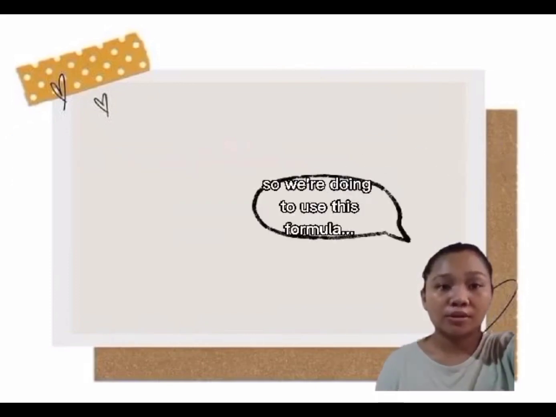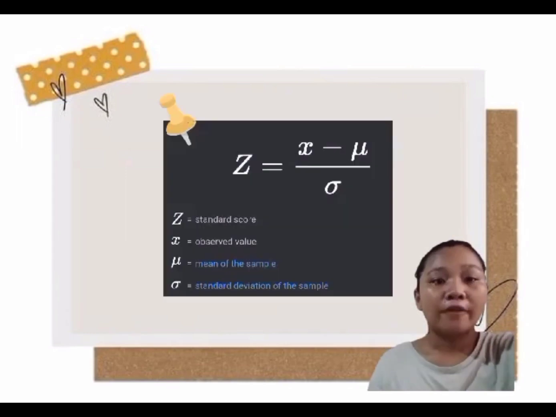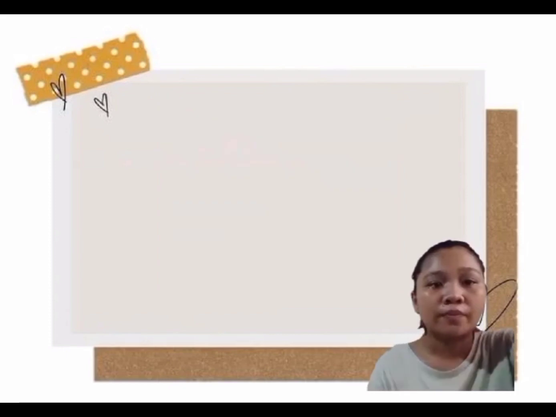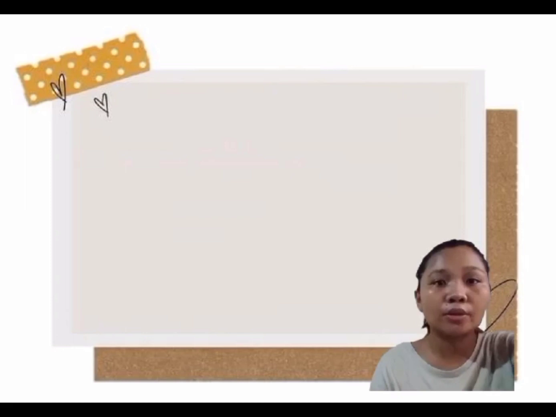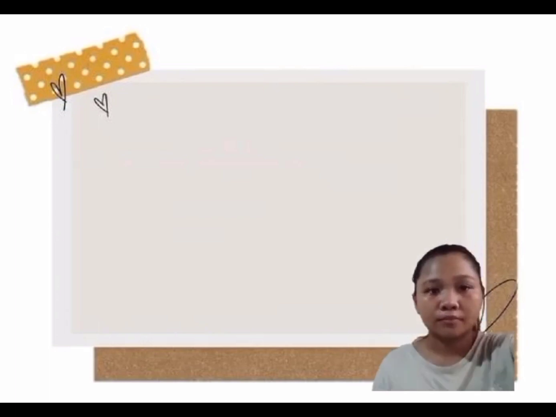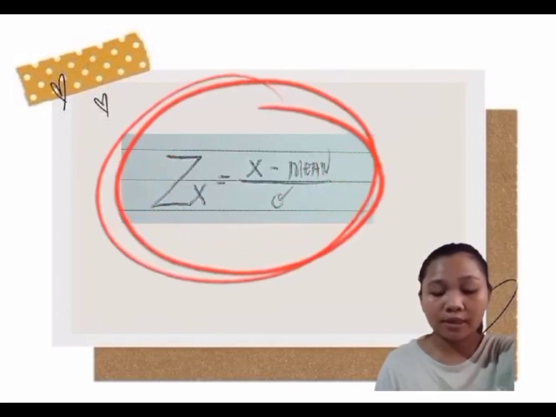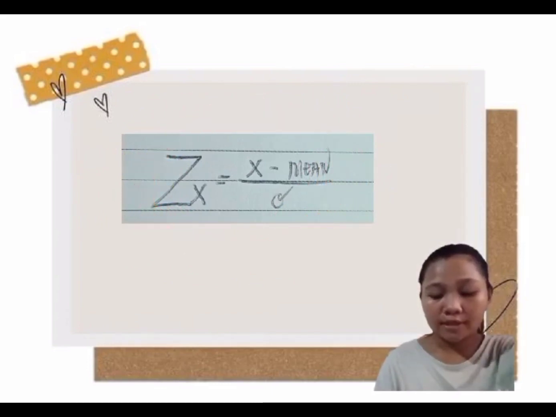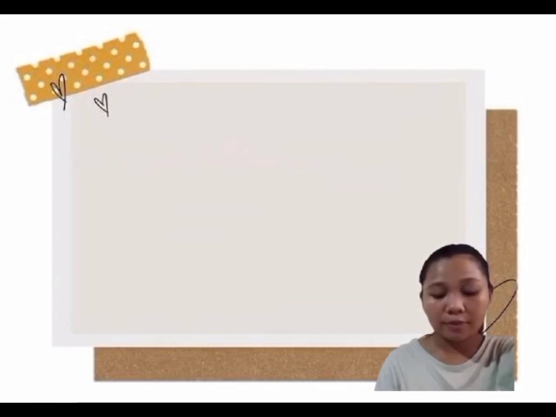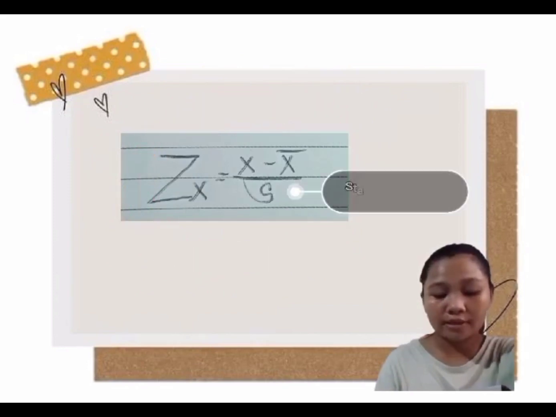So we are going to use this formula: value minus the mean over the standard deviation. For population data, we're going to use this formula: x minus the mean, using the symbol mu, over the standard deviation. And for sample data, we are using this formula: x minus the mean over the standard deviation.